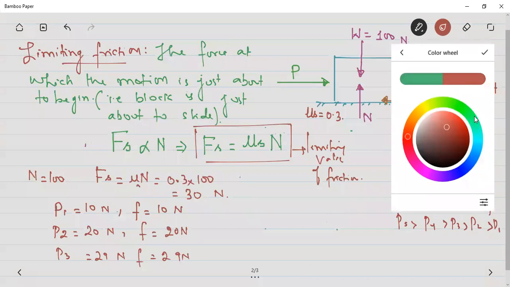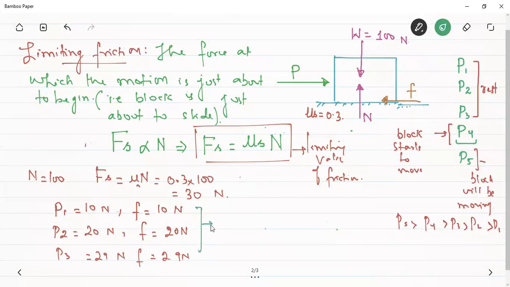That is, we can say that the friction force is a self-adjusting force, or in fact static friction is self-adjusting. If I try to increase the applied force, the friction force also increases. The applied force was 10, the friction force was 10. Applied force increased to 20, the friction force increased to 20. Applied force increased to 29, the friction force also increased to 29. But it won't keep on increasing forever.